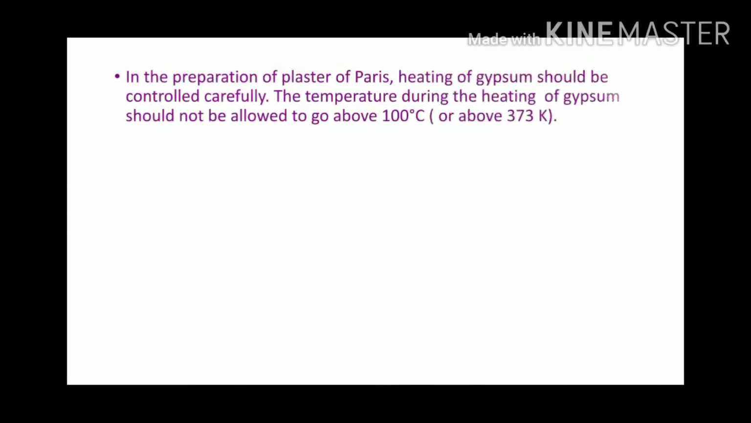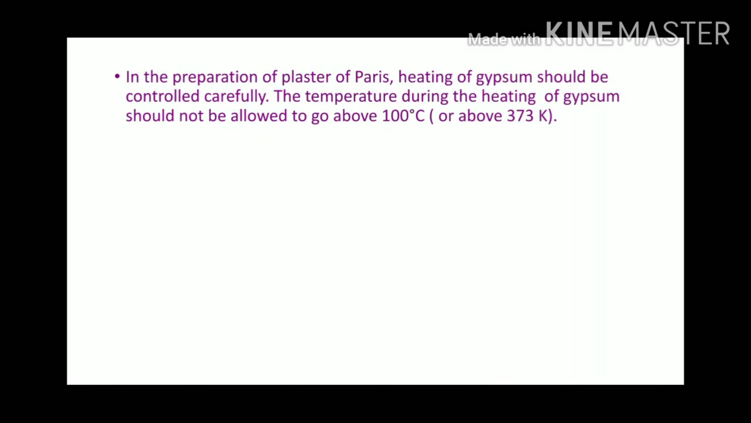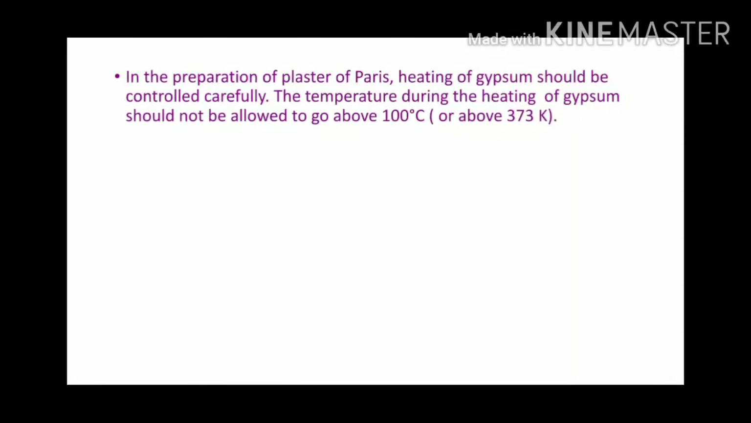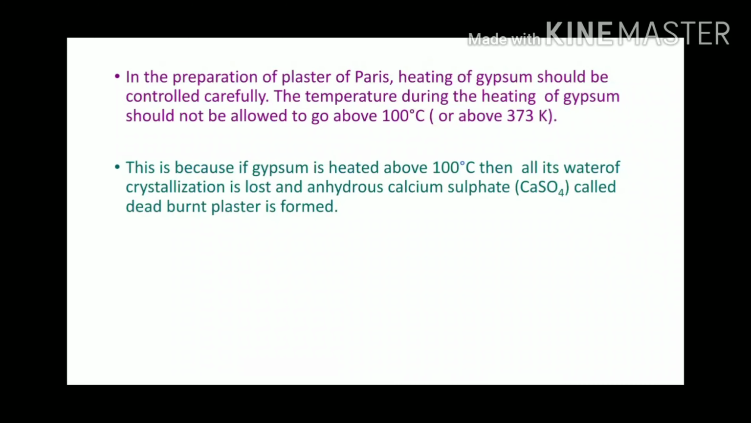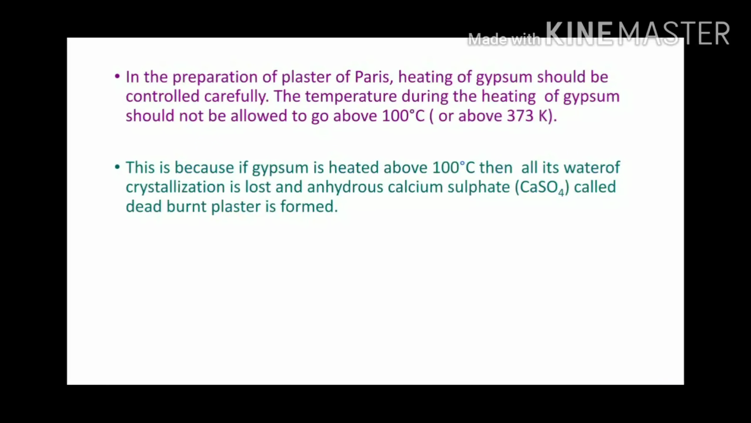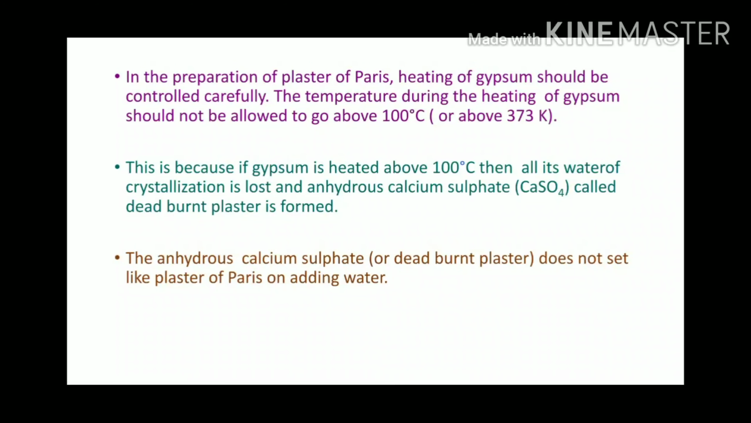In the preparation of plaster of Paris, heating of gypsum should be controlled carefully. The temperature during the heating of gypsum should not be allowed to go above 100 degrees Celsius or above 373 Kelvin. This is because if gypsum is heated above 100 degrees Celsius, then all its water of crystallization is lost and anhydrous calcium sulfate called dead burnt plaster is formed. The anhydrous calcium sulfate or dead burnt plaster does not set like plaster of Paris on adding water.